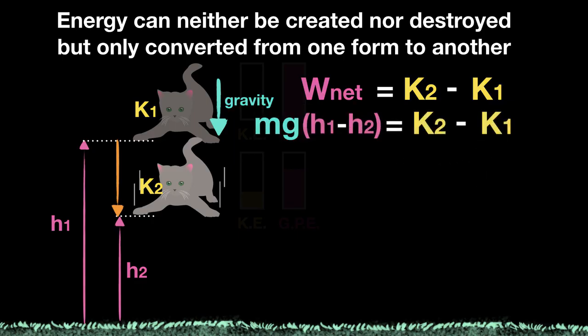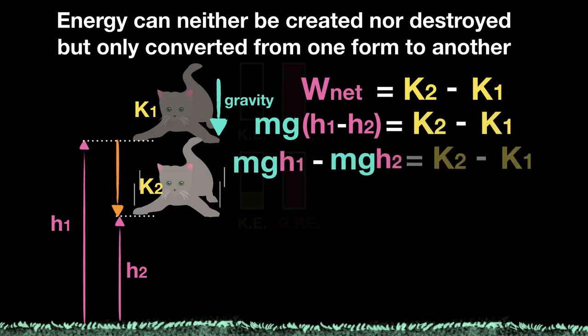K2 minus K1. Let's simplify, open up the brackets. We'll get mgh1 minus mgh2, that equals K2 minus K1. And if you look carefully, this is the potential energy. This is the potential energy of the cat at h1. This is the potential energy of the cat at h2, right?